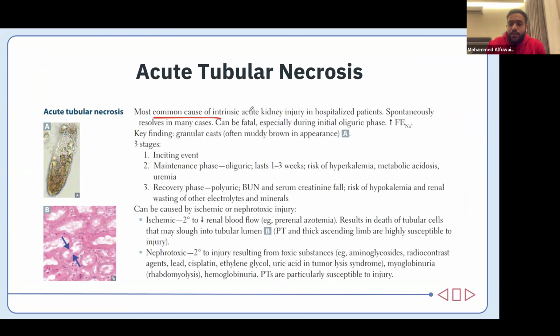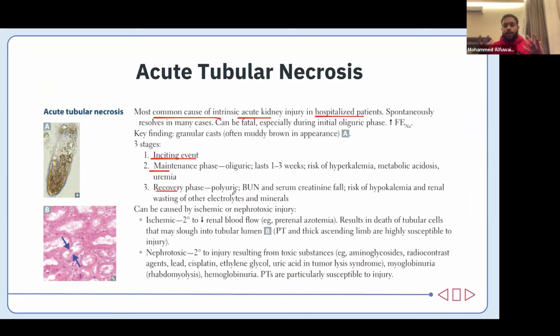Now, ATN, something I want you to remember is that it is the most common cause of AKI in hospitalized patients. Now, it has three phases. Firstly is the inciting event, which is in the first 48 hours. It's when the actual damage occurs in the kidneys. Then two phases occur afterwards, maintenance and recovery.